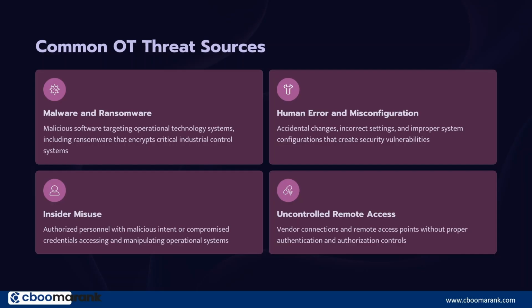Next, what are the common operational technology threats? OT threat sources: several types of threat can target the operational technology environment. This includes malware and ransomware, which are malicious software targeting operational technology systems, including ransomware that encrypts critical industrial control systems. Secondly, human error and misconfiguration: accidental changes, incorrect settings, or improper system configuration that creates a security vulnerability.